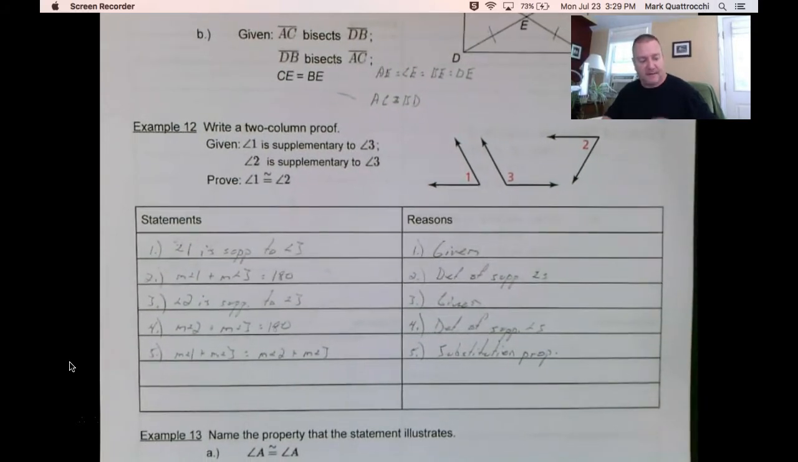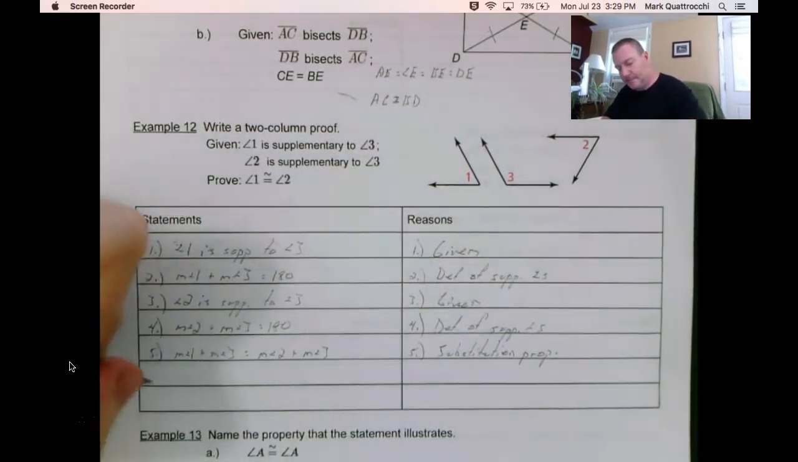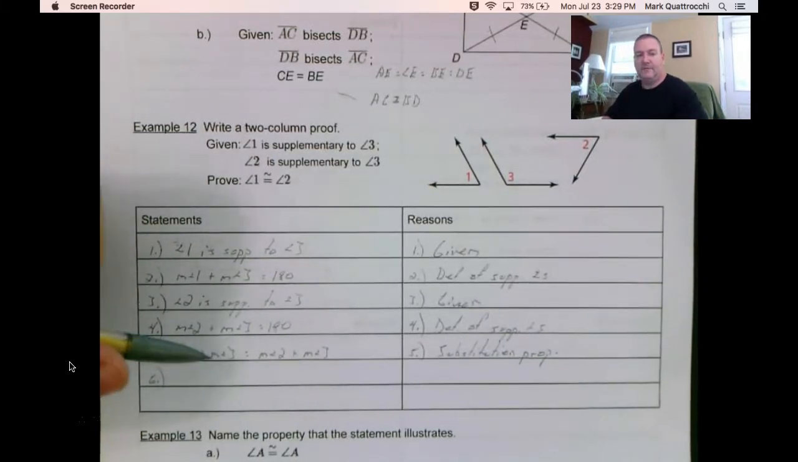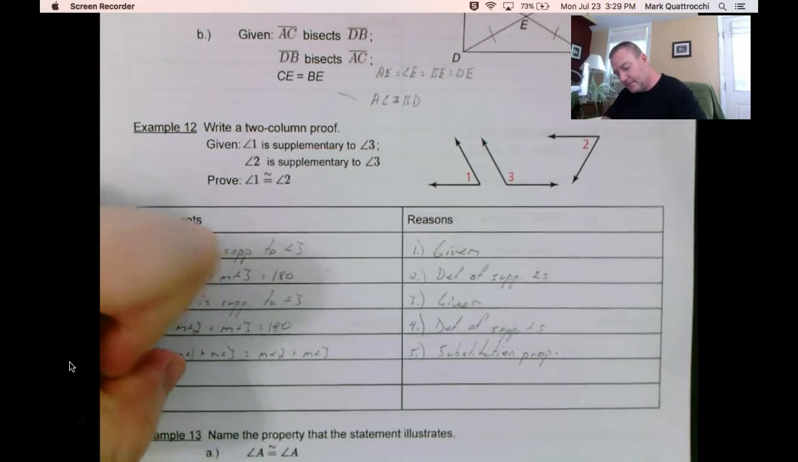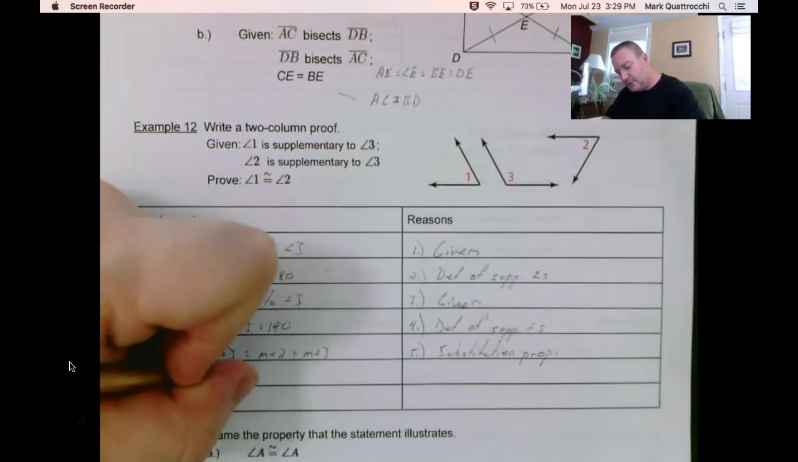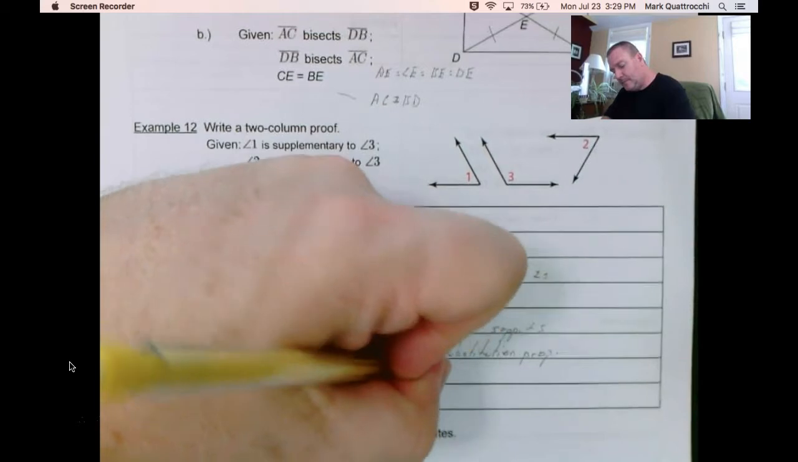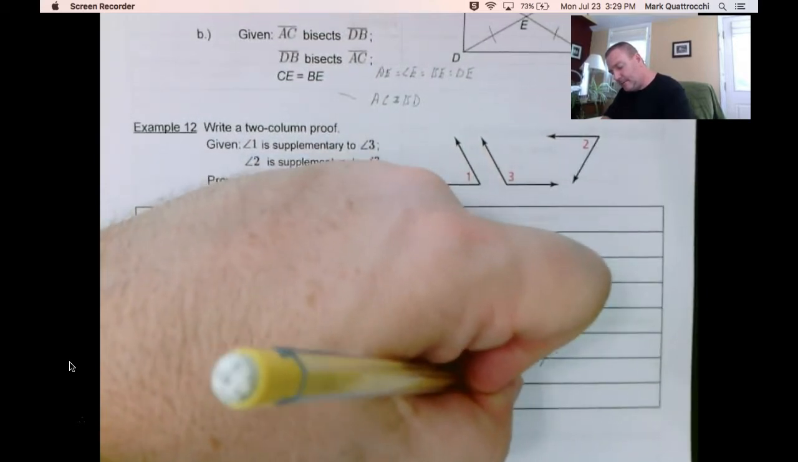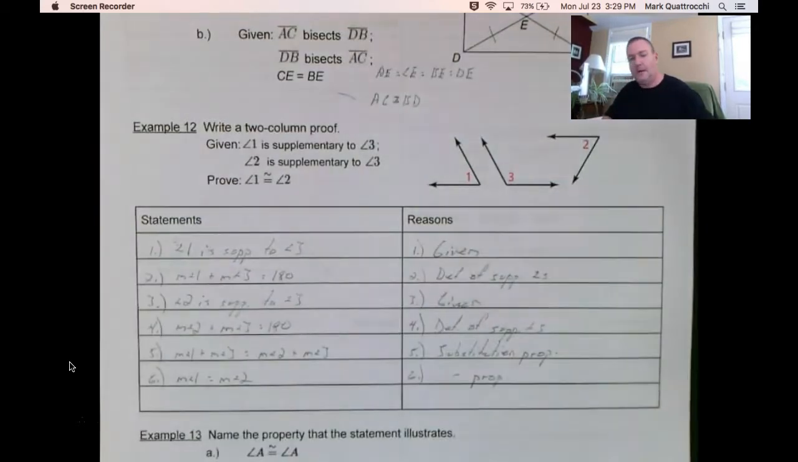Okay. Statement 6. I have a measure of angle 3 on both sides. If I subtract the measure of angle 3 from both sides, I get the measure of angle 1 equals the measure of angle 2. Subtraction property. And you might be thinking, we're done. Write QED. We are almost done.